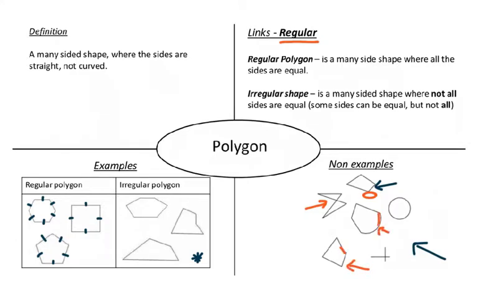This one has a curved side, so does this one. They're not polygons. And this one isn't a shape. It's just two lines, perpendicular lines actually. But none of those are polygons for those reasons I just said. So remember, regular means all the sides are equal length, and polygon is a many-sided shape, but the sides must be straight. Now we're going to look at a range of different polygons.